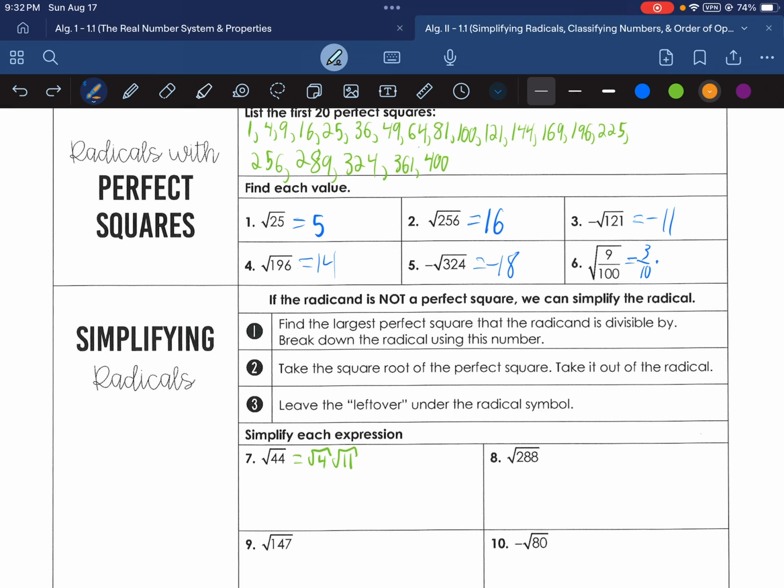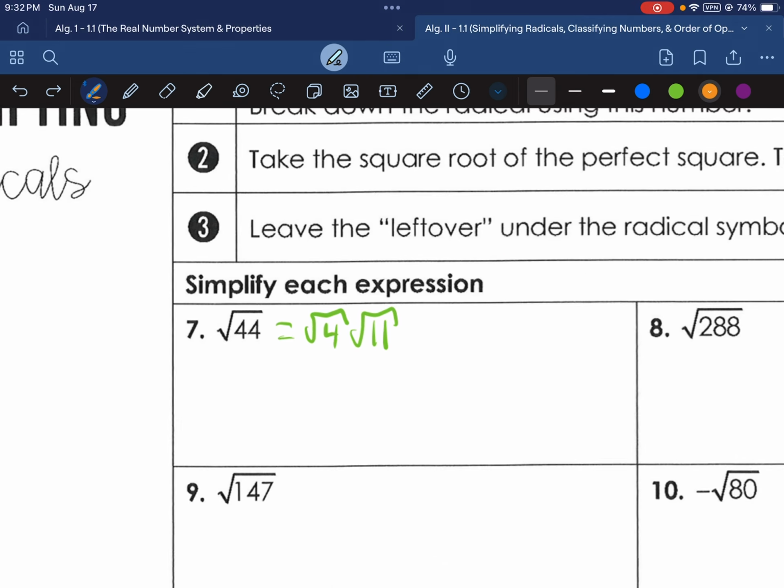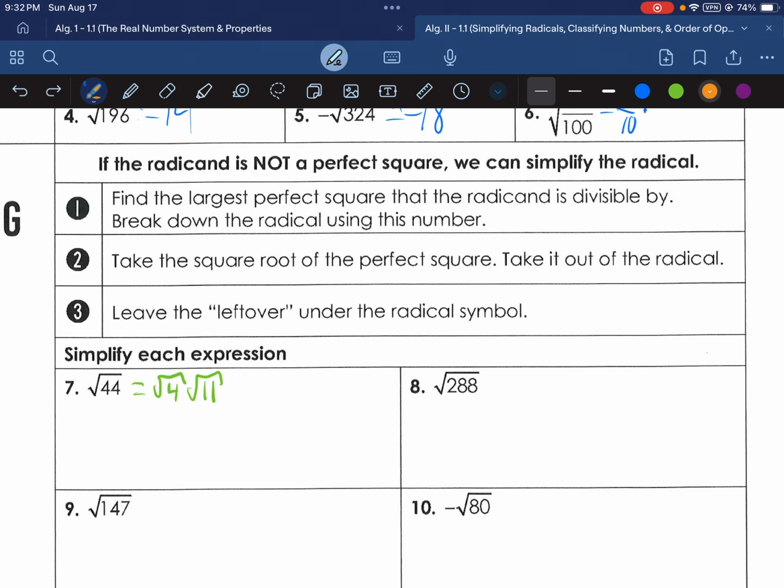A good way to try to find that, especially when you're first starting these, is to start with the biggest perfect square that is still smaller than the number. So 44. Well, 49 is bigger than 44, so 49 could not possibly go into 44. But we want to start here with 36. Which does not go into 44, 25 doesn't, 16 doesn't, 9 doesn't, but 4 does. And doing that helps us get the biggest perfect square. I'll talk about later what you can do if you don't get the perfect square. But for now, we're going to start here.